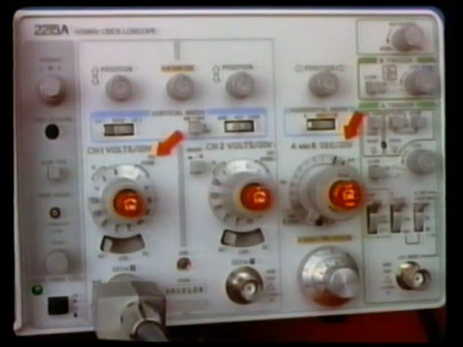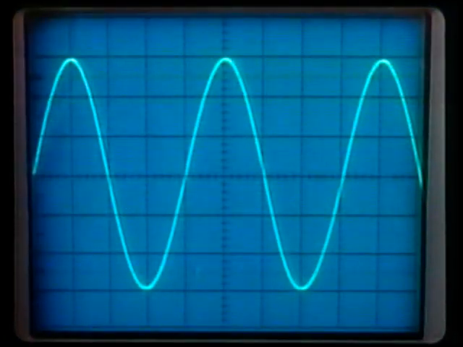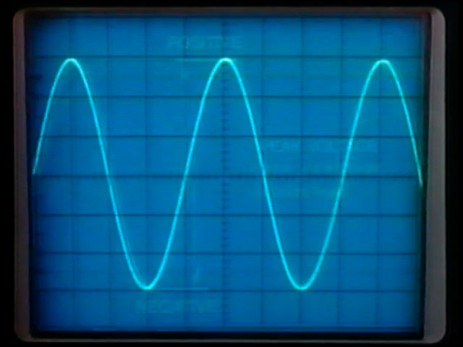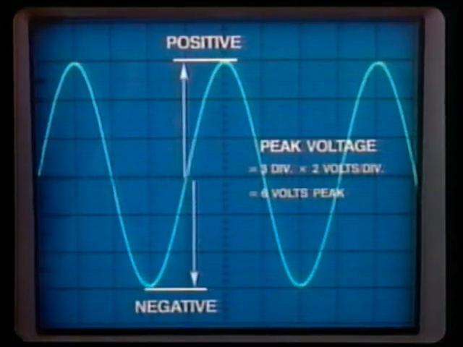Now, let's change the settings to 2 volts per division vertically and 50 microseconds per division horizontally. What is the peak voltage of this waveform? The answer is 6 volts. Remember, peak voltage is found by measuring the number of divisions from the baseline in either a positive or negative direction, multiplied by the number of volts per division. This is 3 divisions times 2 volts per division, or 6 volts peak.